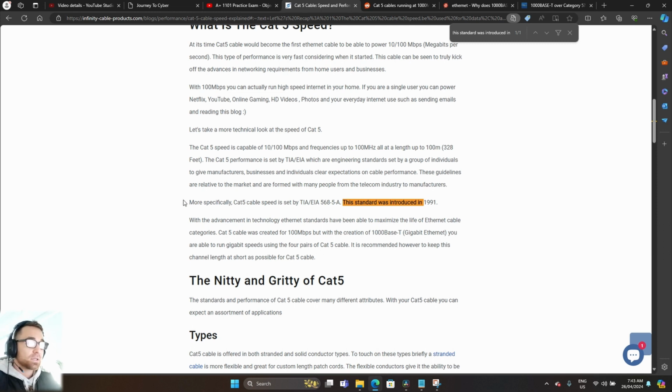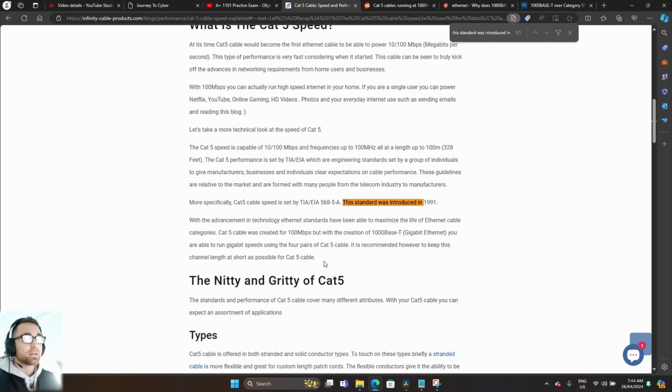Here we go, though. Here comes some clarification. More specifically, Cat5 cable speed is set, and the standard was introduced in 1991. However, with the advancement in technology, Ethernet standards have been able to maximize the life of Ethernet cable categories. Category 5 cable was created for 100 megabits per second, but with the creation of the 1000BASE-T, or gigabit Ethernet, you are able to run gigabit speeds using the 4 pairs of Cat5 cable. It is recommended, however, to keep this channel length as short as possible for Cat5 cable.